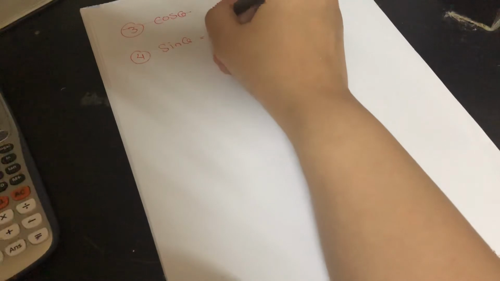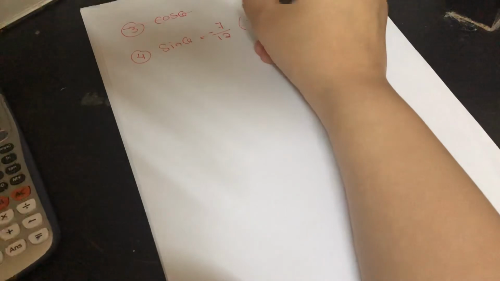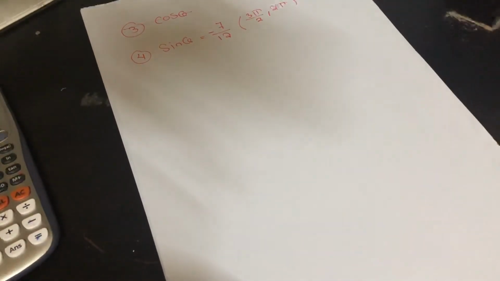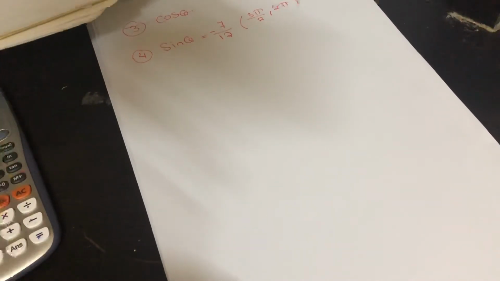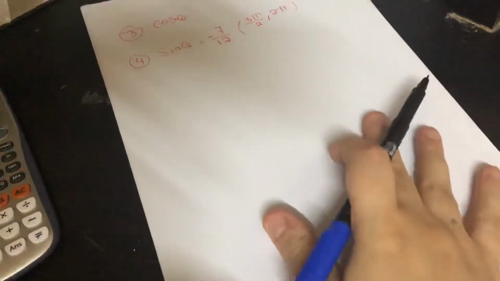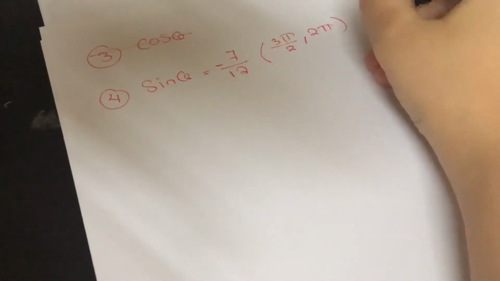Question number 3. I used to stick on that because I don't like it. Question number 3. Cosine theta. Okay, let me do, for example, another one. Let's say question number 4. Sine theta is equal to, I just want something different, negative 7 over 12. Okay, at 3 pi over 2, they can give you the interval in degrees or in radians. Which quadrant is this? This is quadrant 4. Yes, between 270 and 360. So quadrant 4.